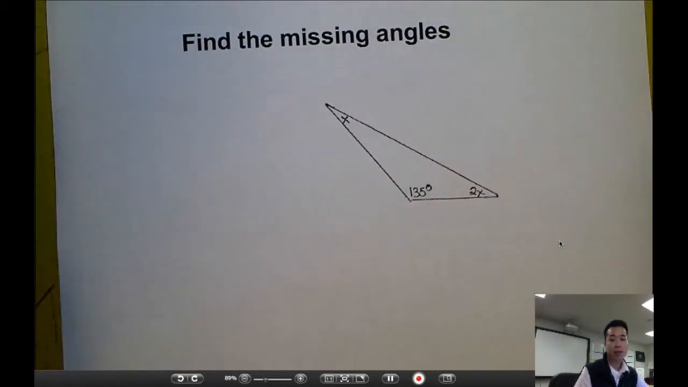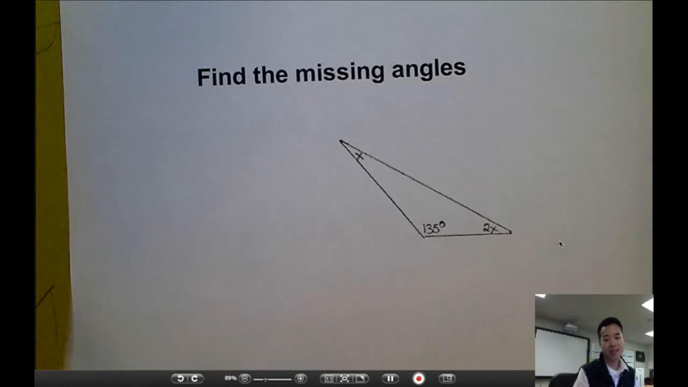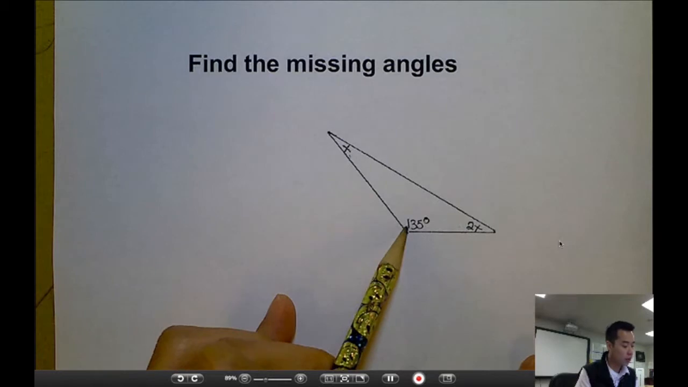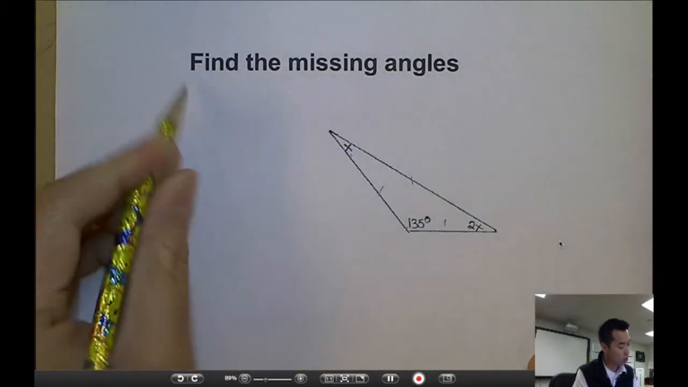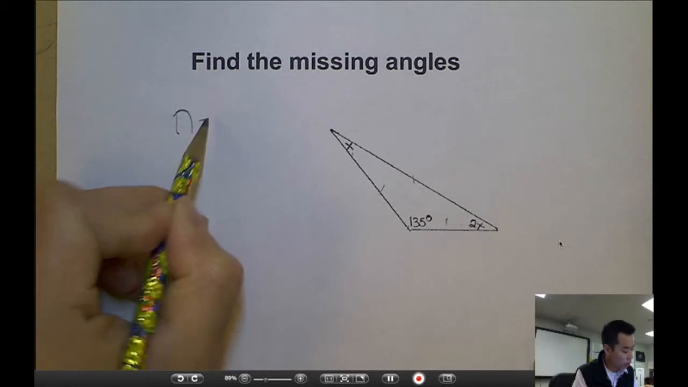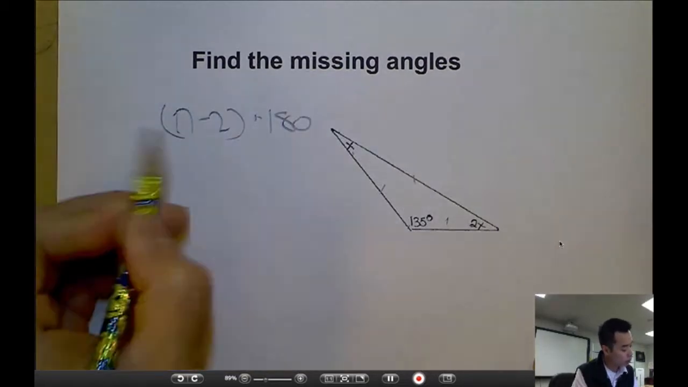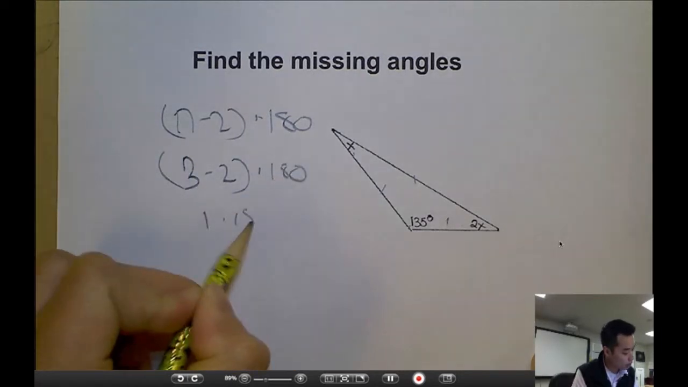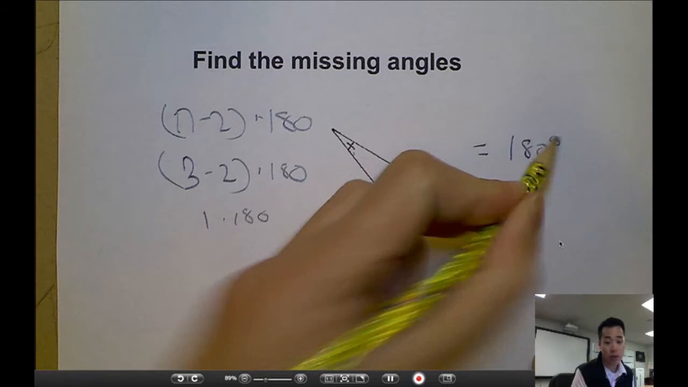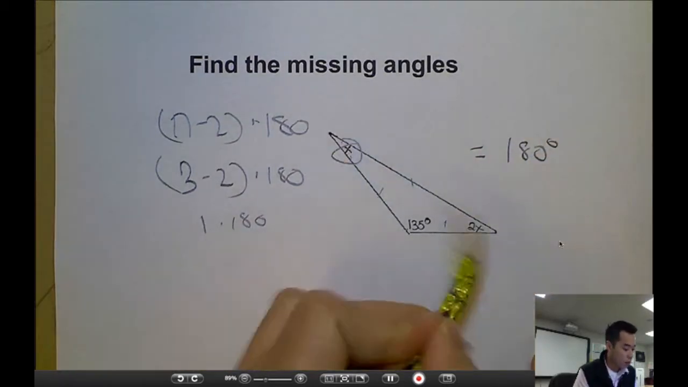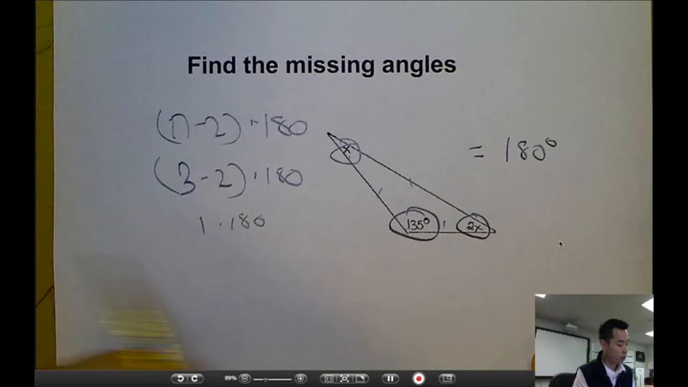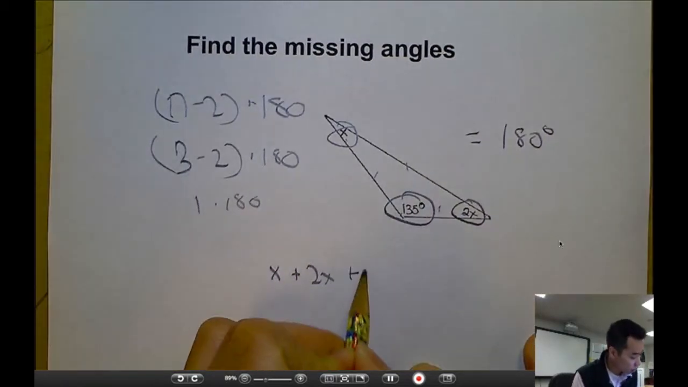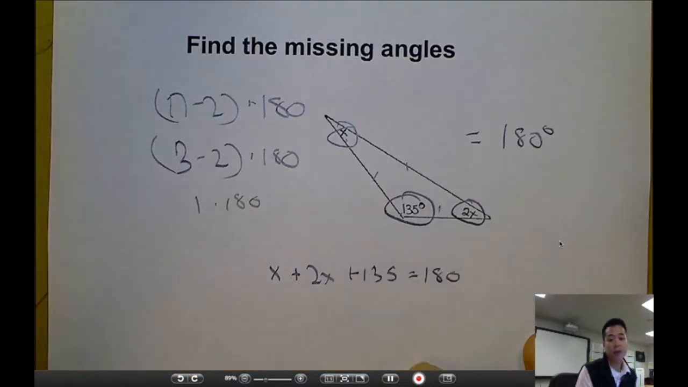Next, find the missing angles again, but this time it gets a little bit more difficult, or they try to make it. We have x, twice x, and then 135 degrees. So this is a triangle, so if you really have to, just write the formula down if you don't remember it. Then we have 3 minus 2 times 180, 1 times 180. So we know that this has to equal 180 degrees. So I know that x plus 2x plus 135 has to equal 180 degrees.